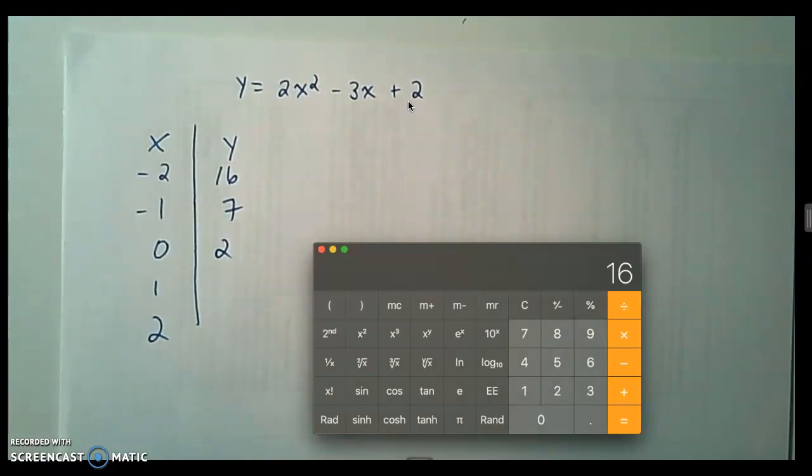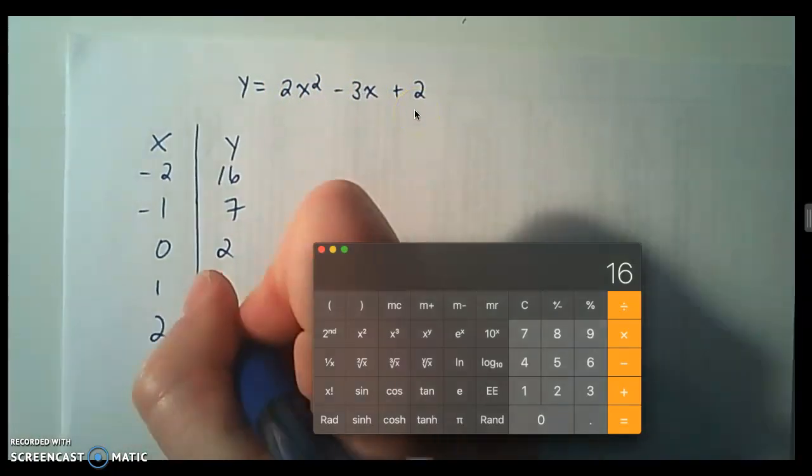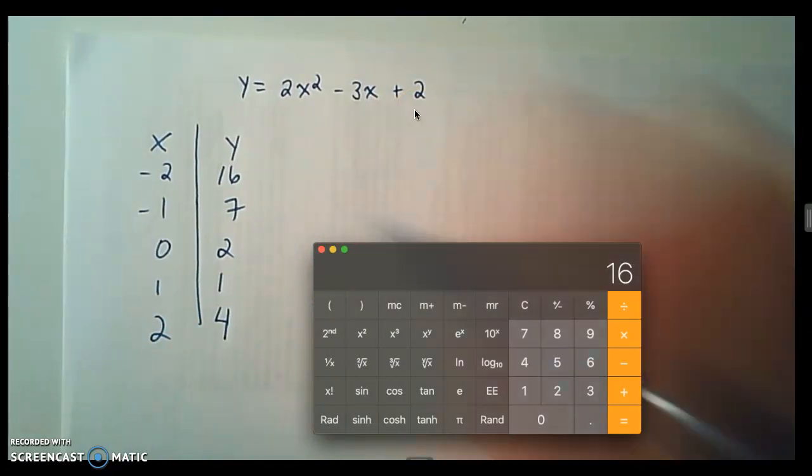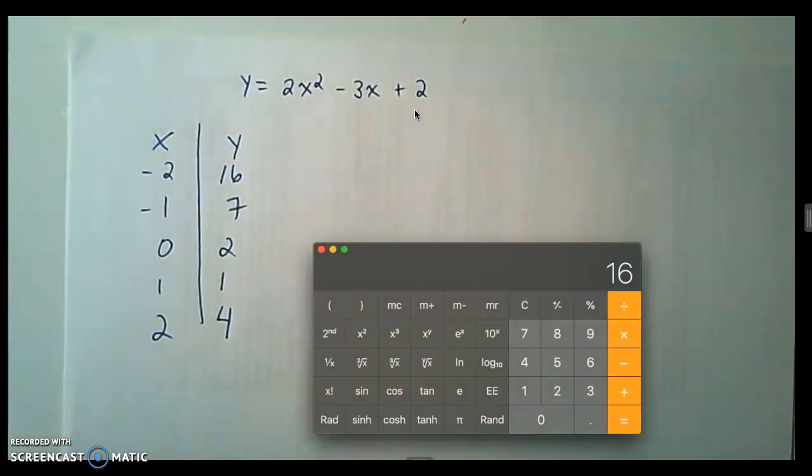Okay, and then 1, so 1 squared is 1, times 2 is 2, minus 3 times 1 means -3, so I'm at -1 plus 2 is 1. And then 2 squared is 4, times 2 is 8, minus 6 is going to be 2, plus 2 is 4. Okay. Hopefully I got those right. Okay, so then the next thing I'm supposed to fill in is my first differences.